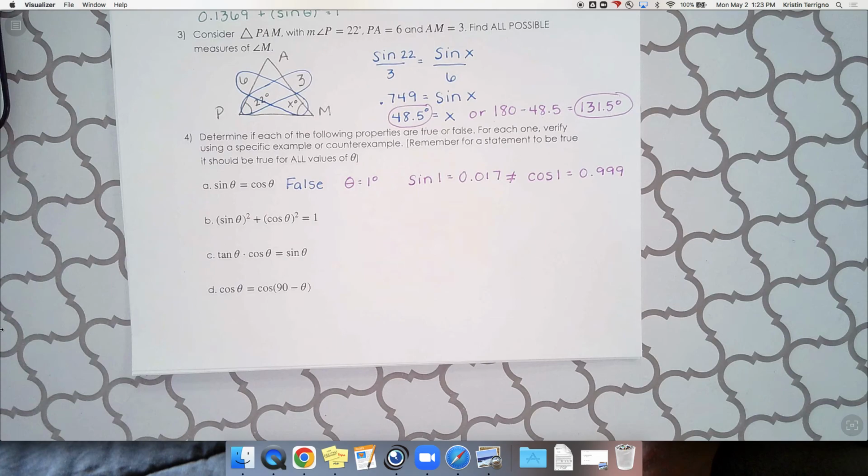Does anyone have specific questions about any of those? Connor? Tangent of theta would be equal to cosine over sine, right? Other way around. Sine over cosine. Yep. Yep. Tangent is sine divided by cosine.